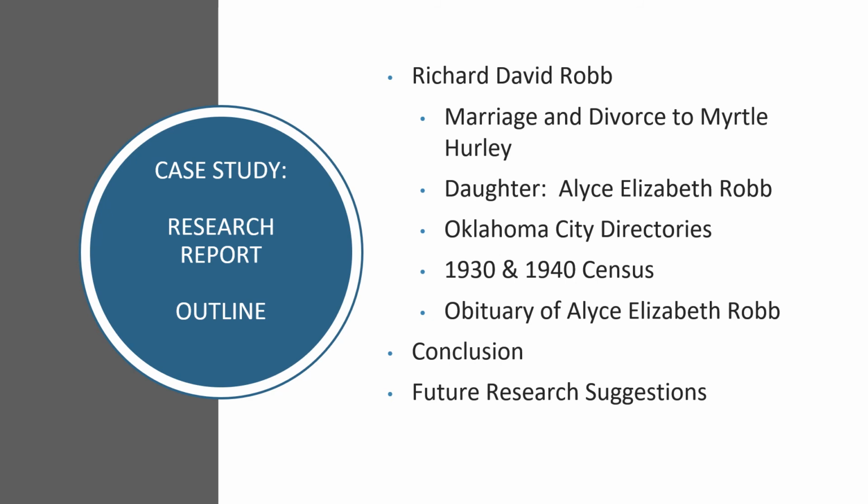And I wanted to find him in the Oklahoma City directories, discuss that, and then his presence on the 1930 and 1940 censuses, and the obituary of Alice Elizabeth Robb that I had discovered. And then I wanted to wrap this all up in a nice conclusion and then have some ideas for future research.